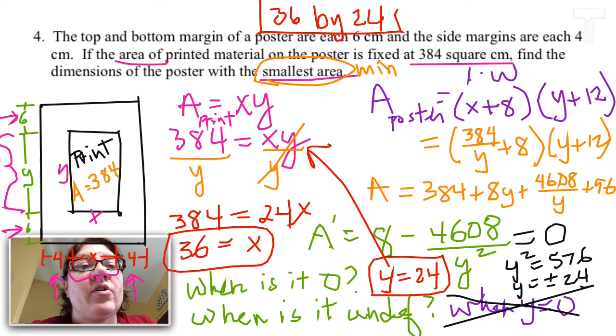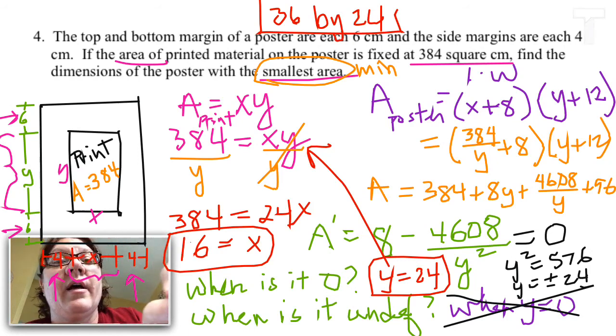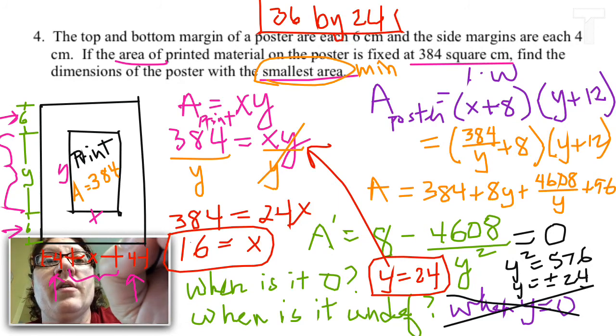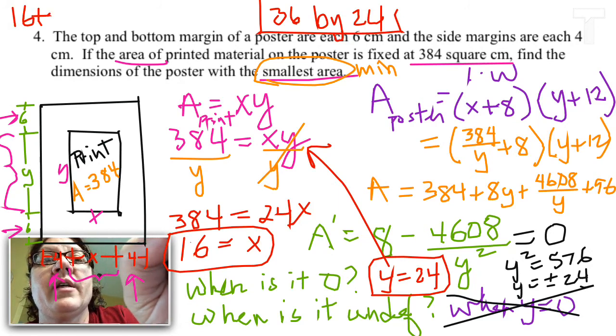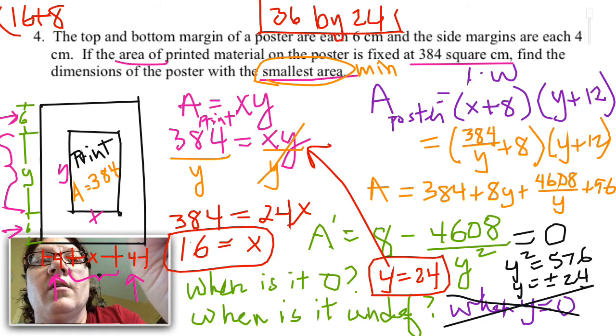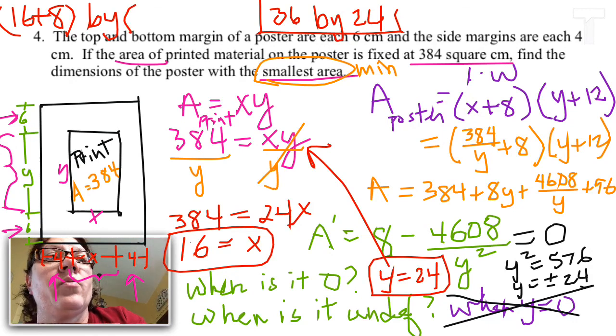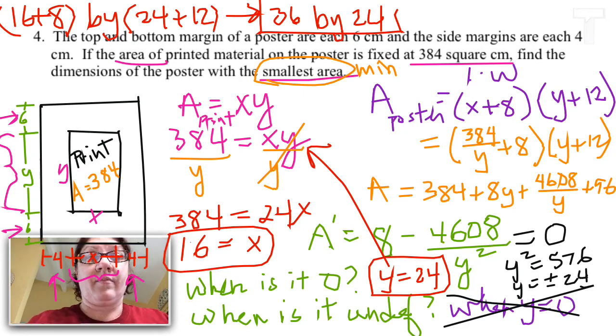Oops, let's correct that because you'll get all confused. X is really 16, but then I'm looking at the dimensions of the poster, so that is 16 plus 8 by, and then it was y plus 12, and y was 24 plus 12. So that's how I get 36 by 24 for the poster, not the printed material.